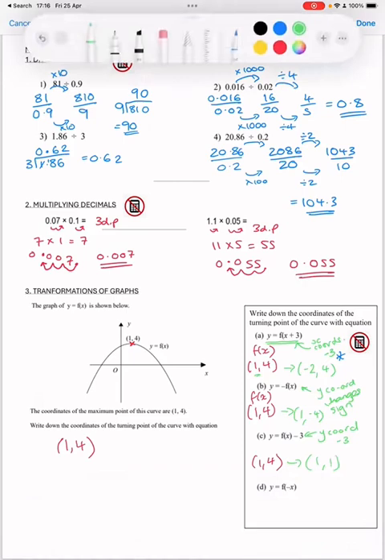And then last one, inside the bracket affects the x coordinates. And because it's a minus, it changes the sign. So I'm going from 1, 4 to minus 1 and 4.